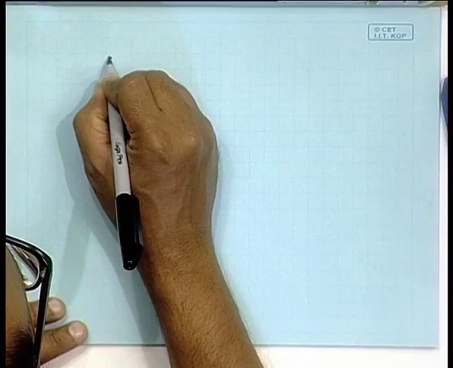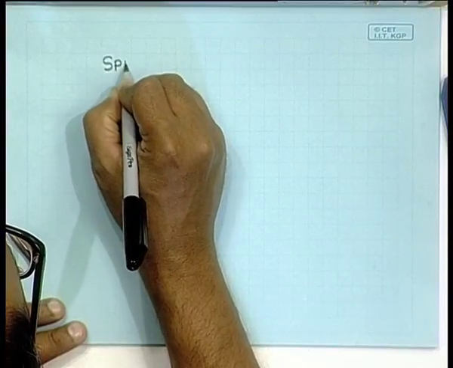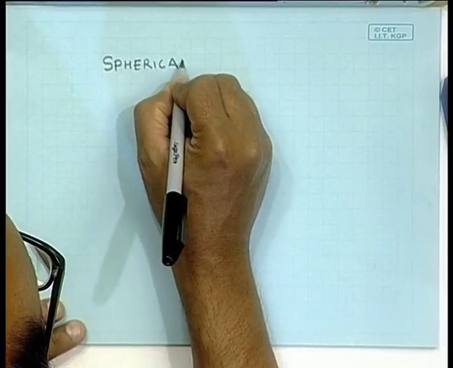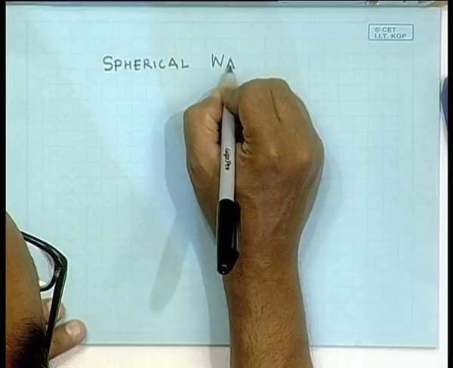So these were the plane wave solutions to the wave equation. Now we will discuss another kind of solution today. The other kind of solution that we are going to discuss is what is called a spherical wave solution.